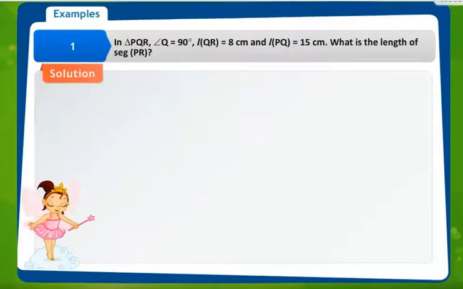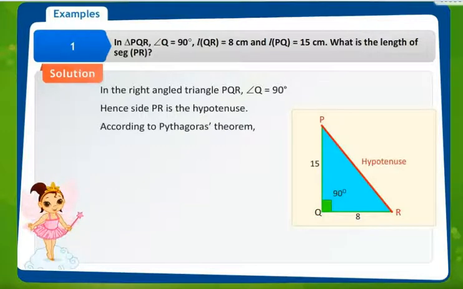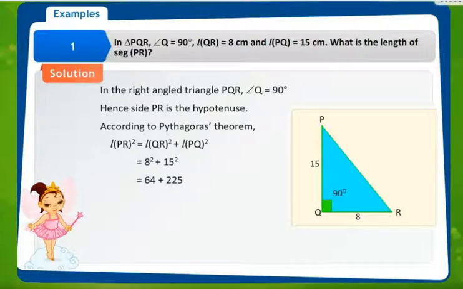According to Pythagoras theorem, it states that in a right angle triangle, now since it is PQR, angle Q is 90 degree, so side PR is the hypotenuse. According to Pythagoras theorem, length of PR square is equal to length of QR square plus length of PQ square. That means QR is 8 centimeter, PQ is 15. So 8 square plus 15 square, 8 square is 64, 15 square is 225. So 64 plus 225 gives you 289.